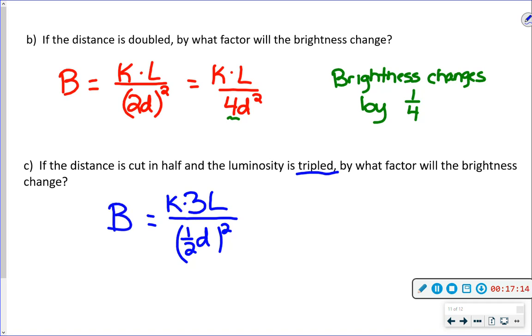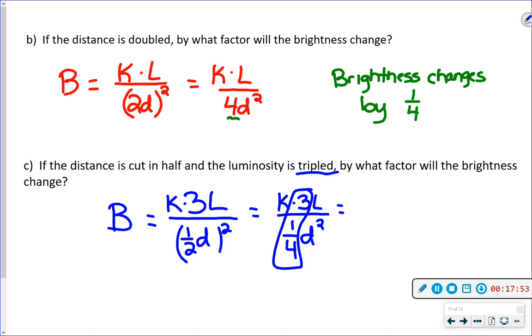By what factor will the brightness change? So this is kind of the same thing as the red one. This is just kind of a hot mess, and I need to clean it up here just a little bit, okay? So you've got your K times 3L up there. I'm just going to leave it. And I'm going to square all of this stuff. Square the top, square the bottom. 1 squared, 1, 2 squared, 4. Now, we're just kind of in a little fraction simplification problem. You can never, or should never, I should say, have a fraction within a fraction. So I'm going to try to condense or simplify.